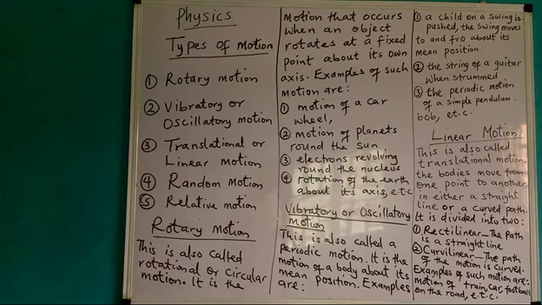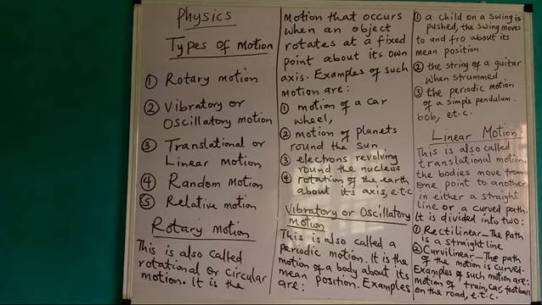Number one is the rectilinear motion. In this kind of motion, the path is a straight line. The second one is curvilinear motion, where the path of the motion is curved.